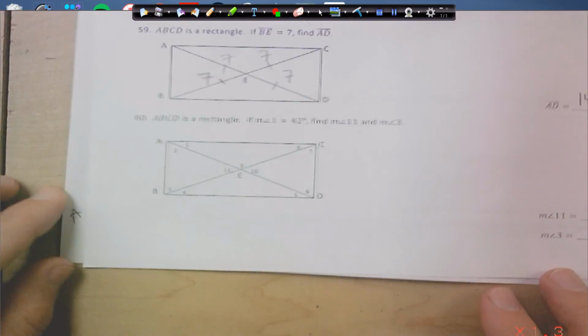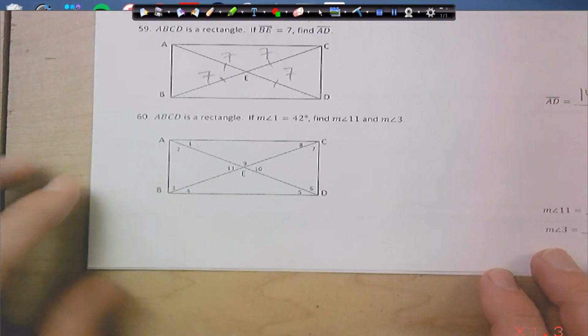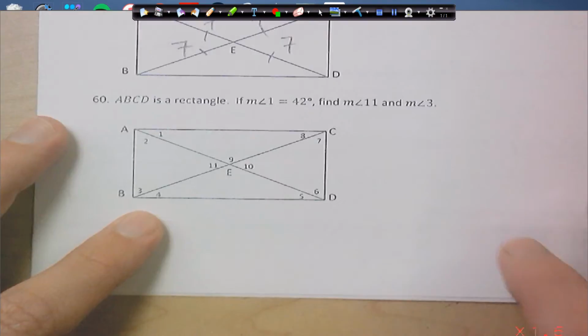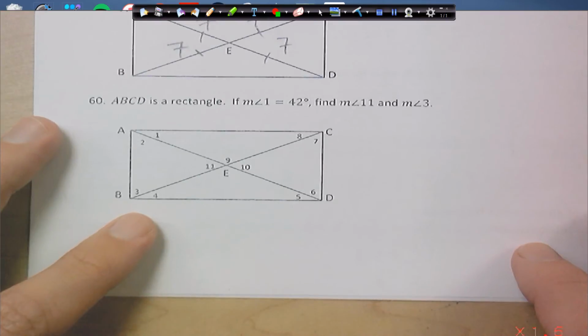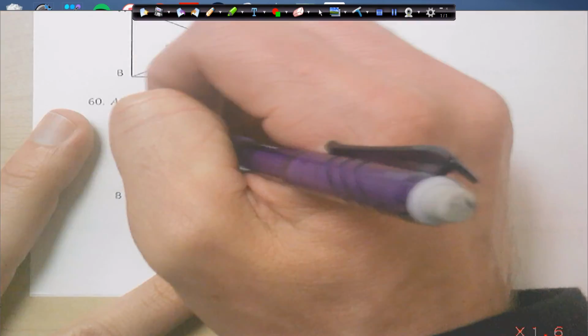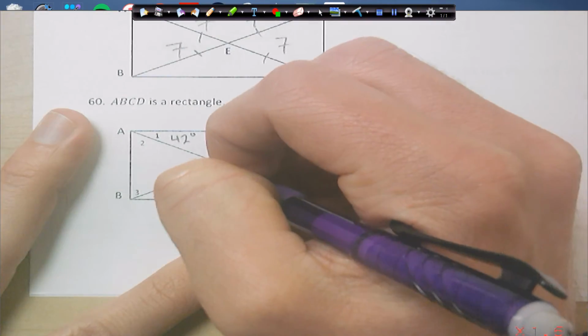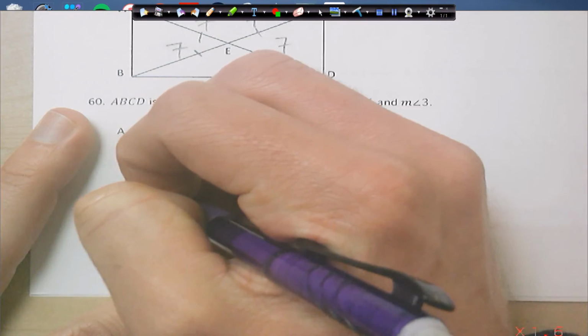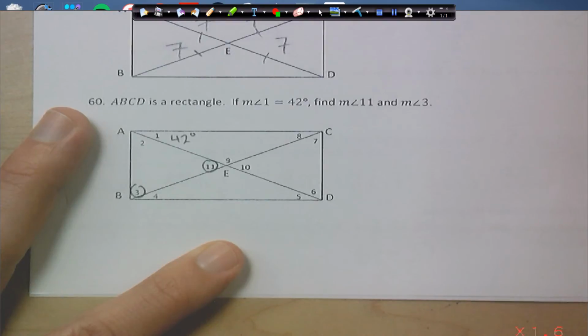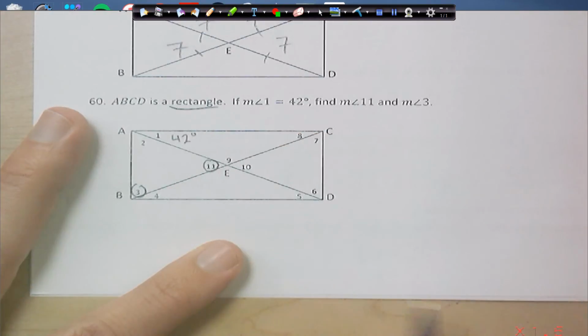Okay. You might recall, actually, some of these questions were straight from our quiz that we took. So, very similar. I'm going to zoom in real quick on this one because it's kind of hard to see. Angle 1 is 42 degrees. And I'm looking for angle 11 and angle 3. Okay? Well, remember a rectangle, which this is, these two angles should add up to 90.